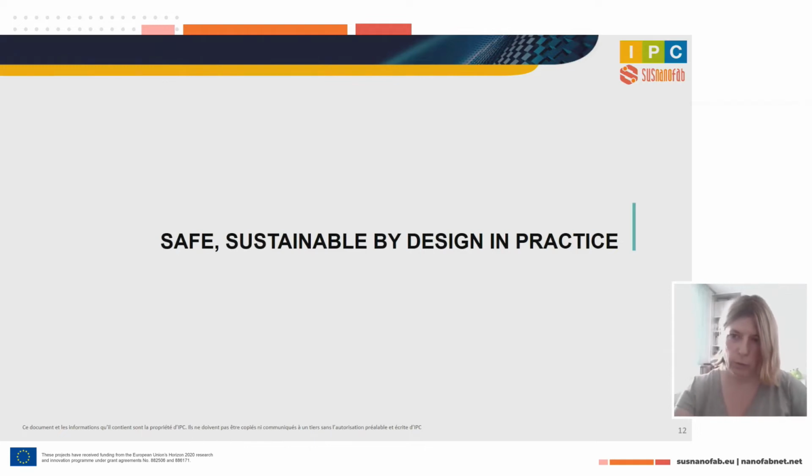Now that I described this, I will explain in practice how it comes to the EU field, what the vision is, and how to practice SSBD from a regulatory standpoint, as well as from an industrial standpoint. If you have a solution, what does it mean to practice SSBD?